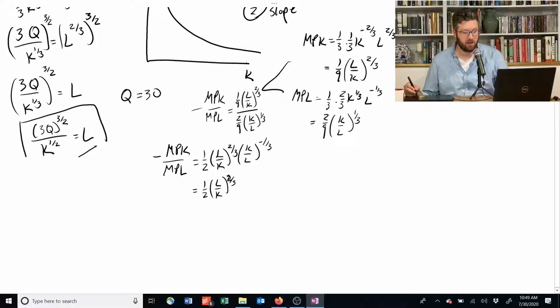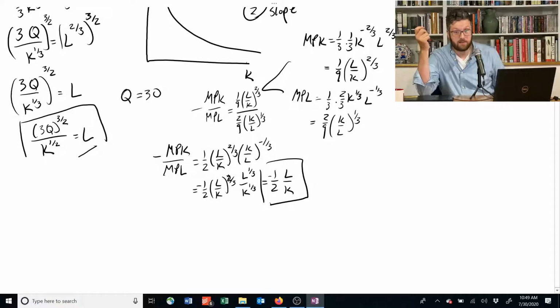If we're multiplying by K to the negative 1/3 power, that's the same as dividing by K to the 1/3 power. And if we're dividing by L to the negative 1/3 power, that's the same as multiplying by L to the 1/3 power. And now we can just add the exponents, because we have L to the 2/3 times L to the 1/3, divided by K to the 2/3 times K to the 1/3. This is negative 1/2 L over K. And that's the marginal rate of technical substitution.